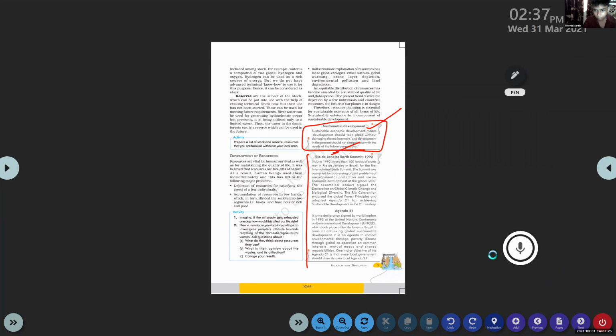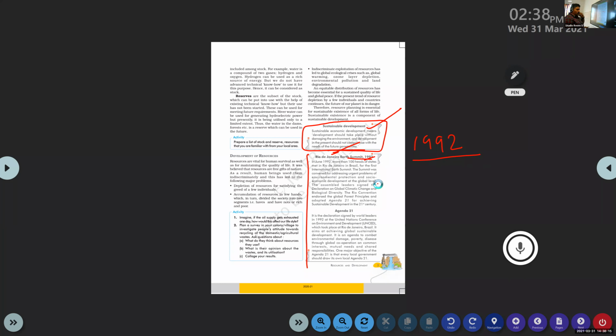Okay, in June 1992, more than 100 heads of the states, rulers of 100 different countries, met in Rio de Janeiro in Brazil for the first International Earth Summit. It's a meeting conducted by the United Nations Organization. Clear? It was the first meeting, conducted in the year 1992, to think about how to protect the earth. The summit was convened for addressing urgent problems of environmental protection and socio-economic development at the global level.